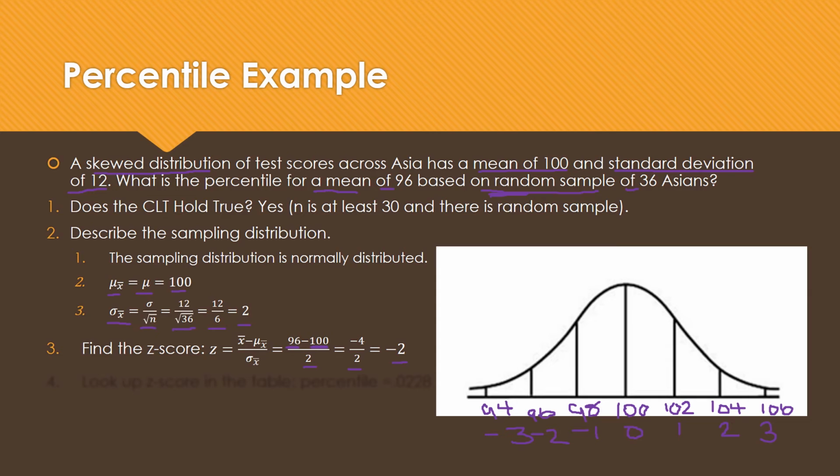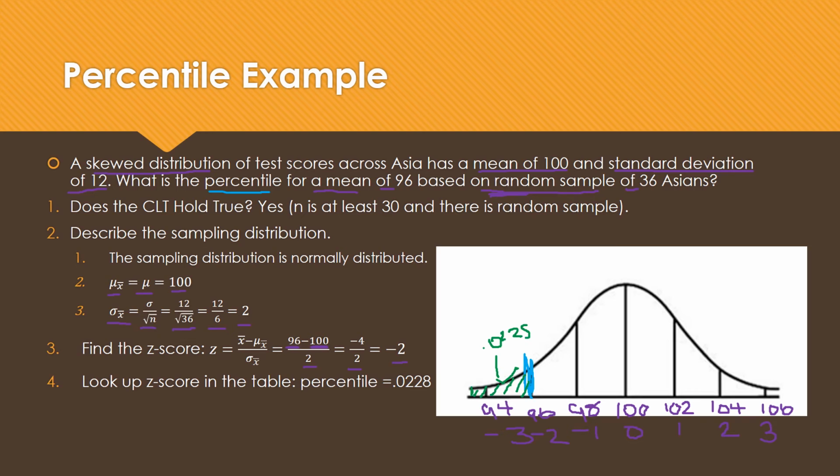Now I'm going to draw a line here at our z-score of -2, or our sample mean of 96. So here's our line, and we're trying to find the percentile. So I want the area to the left here, because the percentile is the area below a value. So this is what we're looking for in the z-table. So we're going to go to the z-table, and you should find 0.0228.